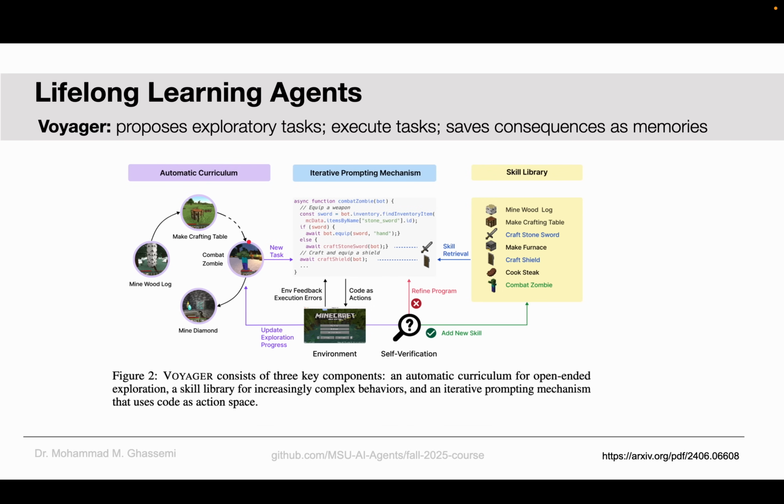So the key idea of Voyager, which I thought was really cool, is the proposing of new exploratory tasks, executing them, and saving the consequences as memories, so that the agent isn't just responding to the environment, but is trying to actively explore the environment as well. And this was done in the context of Minecraft, but you could anticipate this could be done in other ecosystems as well.